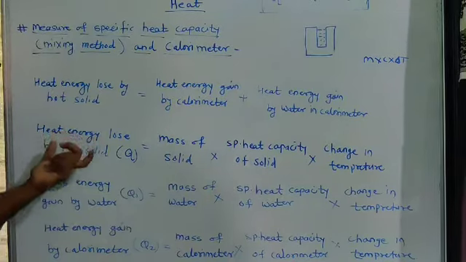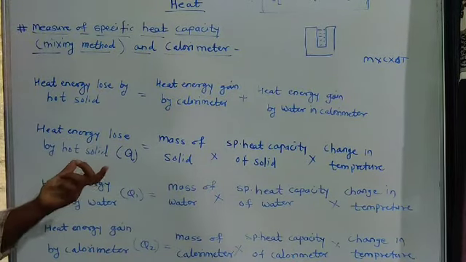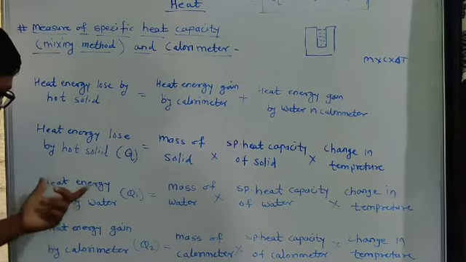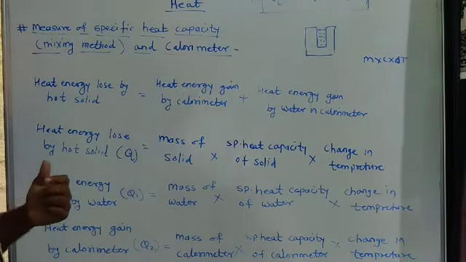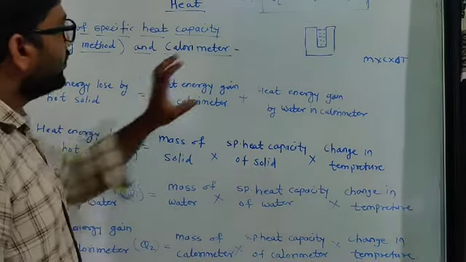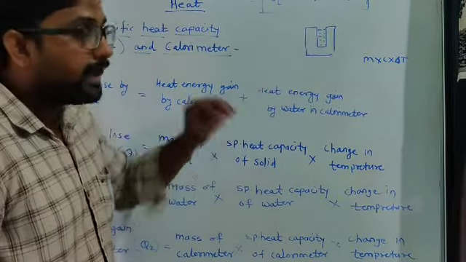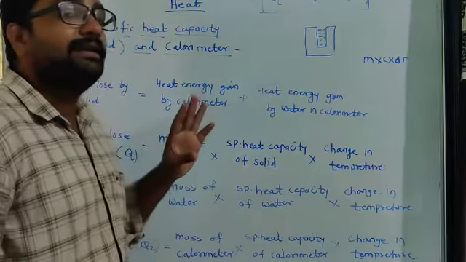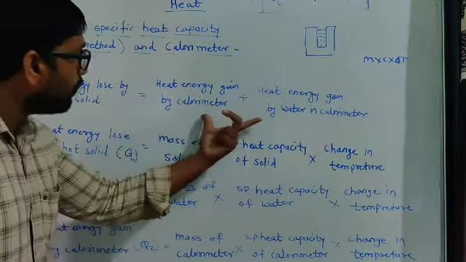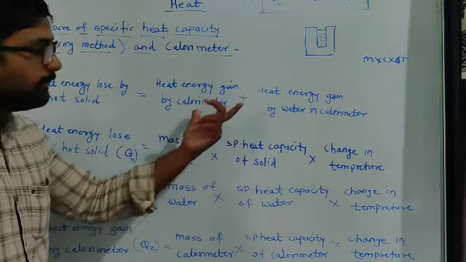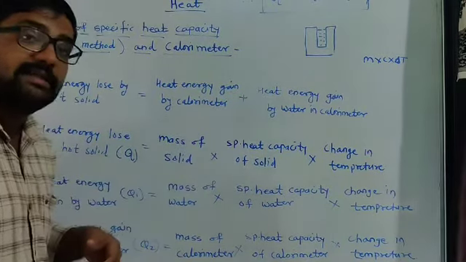So this is the heat energy lost by the hot object, that we call Q. Now second, heat energy gained by water. So the first is heat energy lost by the hot solid. That lost heat energy is absorbed by two objects: some is absorbed by the calorimeter and some by the water present in the calorimeter.